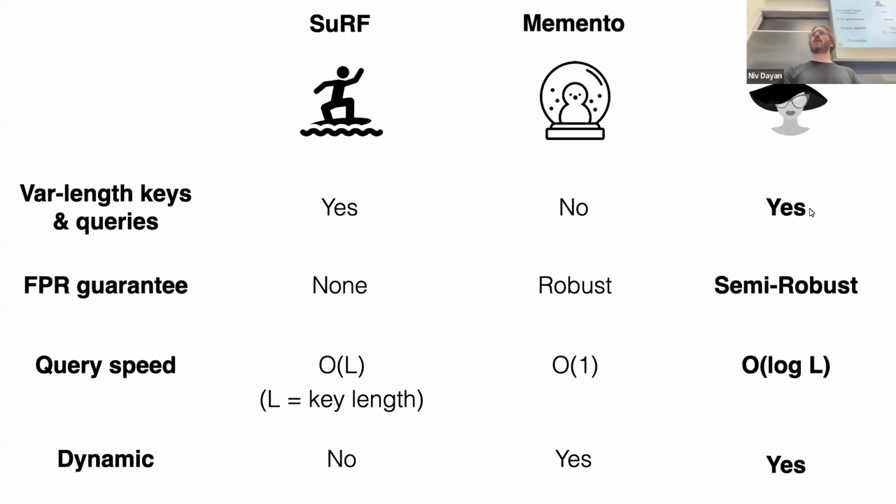So Diva is a middle ground. It gives you variable length keys and queries. False positive rate is semi-robust, so not good for any conceivable workload, but provably pretty good for common workloads. Query speed is somewhere in between, log of the length of keys as opposed to constant or the full length of keys. And it's dynamic. So as usual, we can't get the best of all worlds, but we can get pretty good compromises.